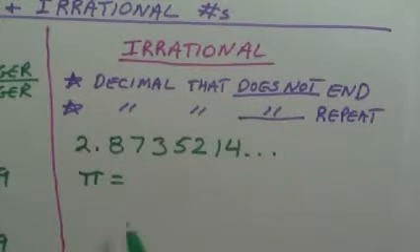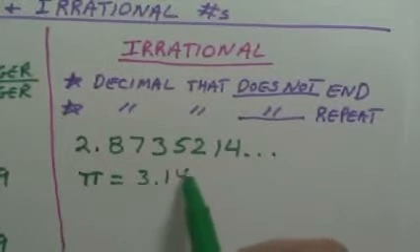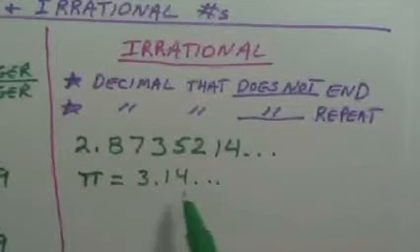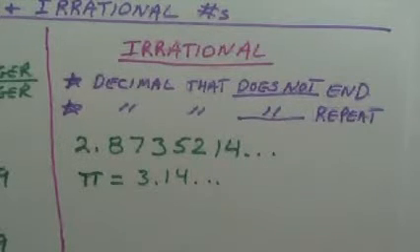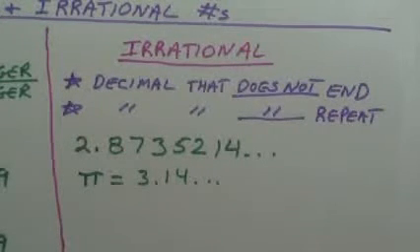Another one is pi. Pi is 3.14 ... It keeps on going. And it doesn't end and it doesn't repeat. That's called an irrational number.